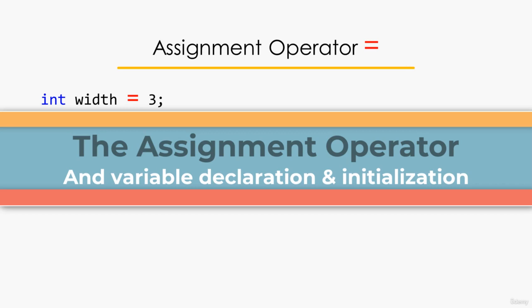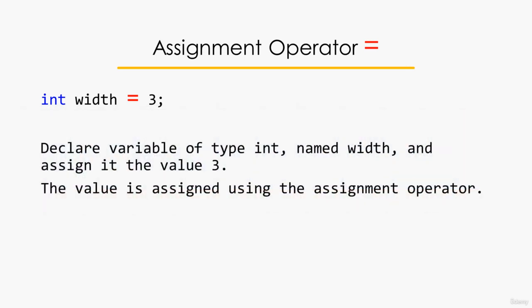We'll continue right where we left off in the previous video, and we'll start with this here, the assignment operator. This equals operator is called the assignment operator in C++. At the top here we declare a variable of type int, which is named width, and we assign it the value 3. So that value is assigned to width using the assignment operator.